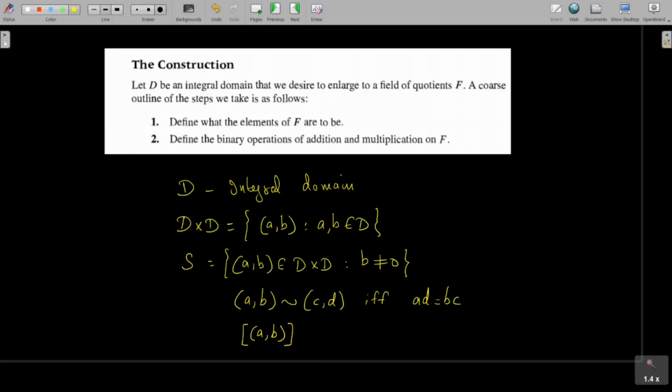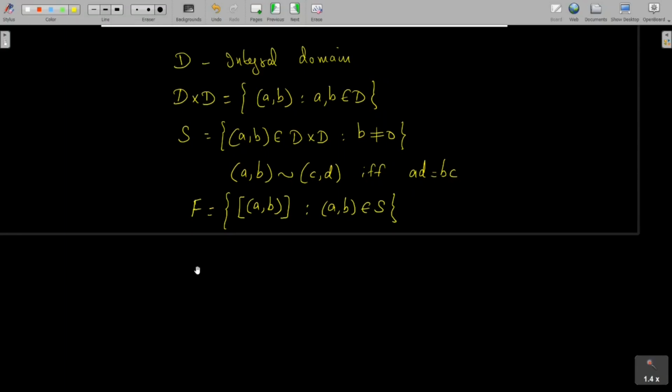And we represented the equivalence class containing an element (a, b) using this notation. And we take the set F as the set of all equivalence classes [a, b] such that the ordered pair (a, b) belongs to S. That is, we take each of the ordered pairs of S and take the equivalence class containing that element. So those equivalence classes constitute the set F. So this was the first step of the theorem.